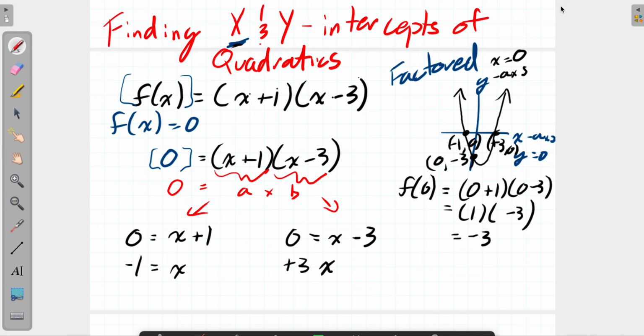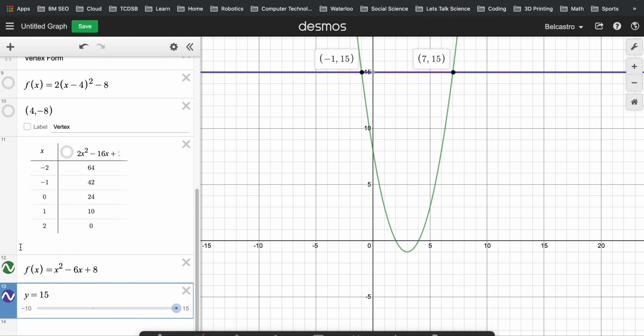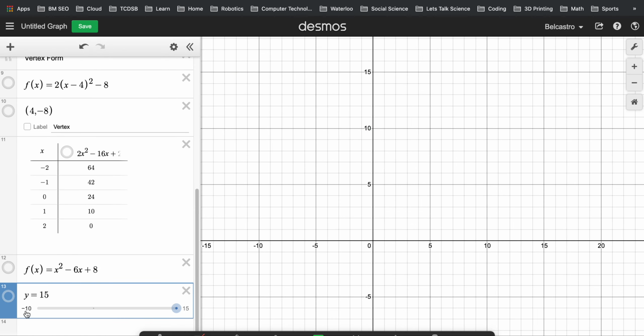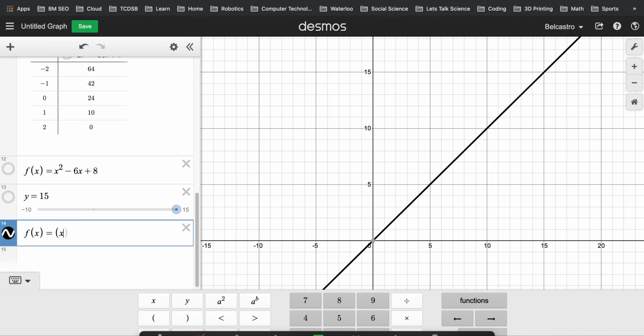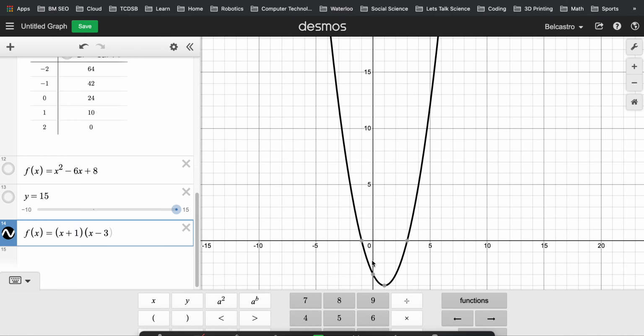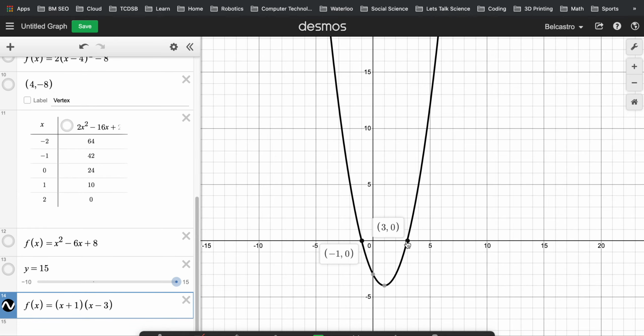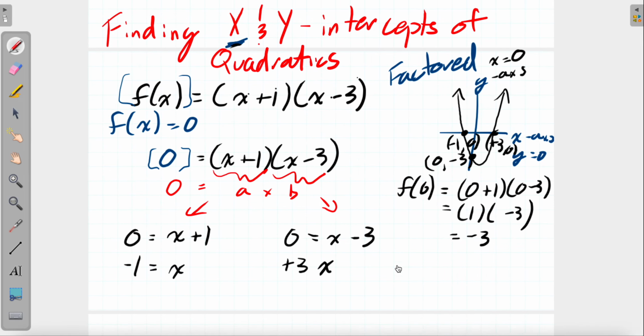We can double check our answers just to make sure. F at x equals x plus 1, x minus 3. We take a look: negative 1, positive 3, negative 3, exactly like we said it would be. Okay.